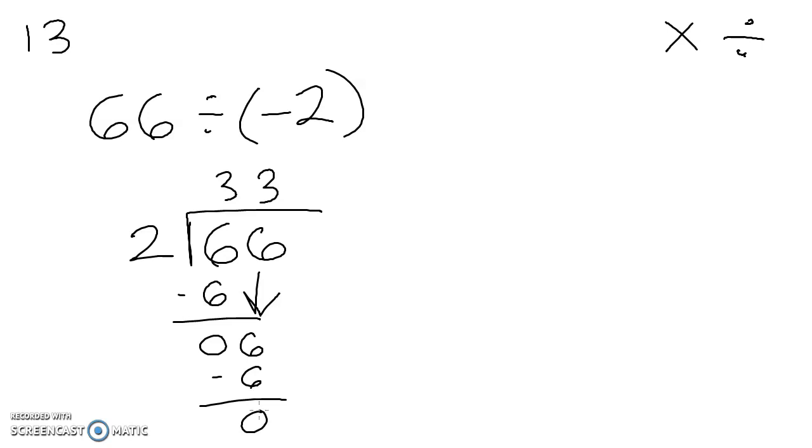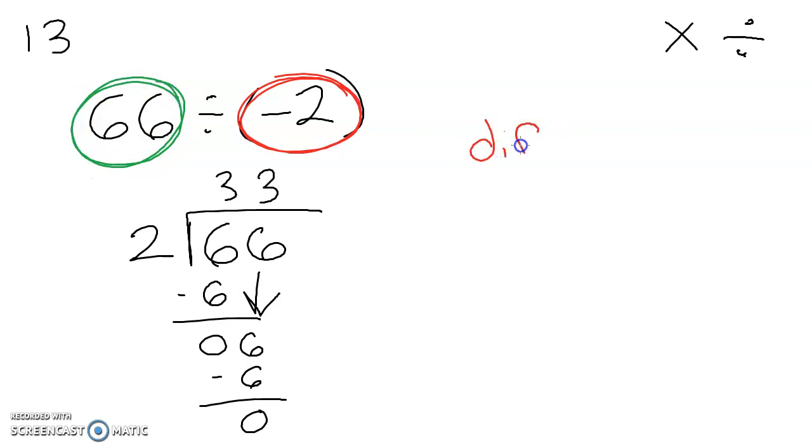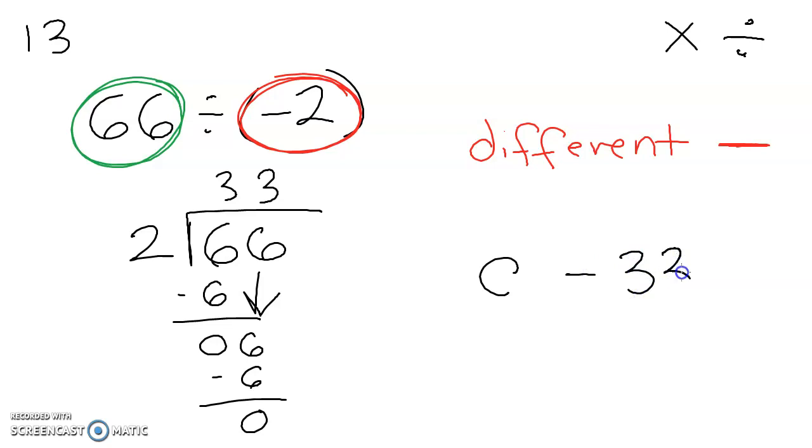So now I can go back and look at my signs. I have 1 negative and 1 positive. So I am dividing numbers with different signs. So my final answer is going to be negative. So for part C, our answer should be a negative 33.